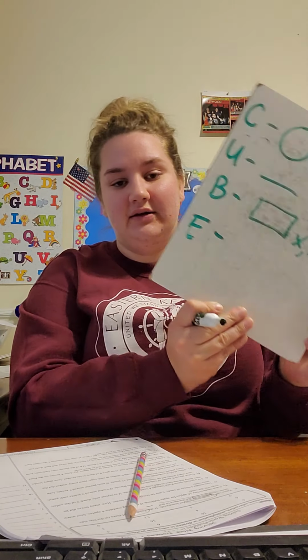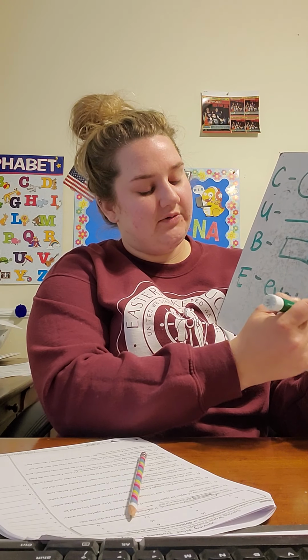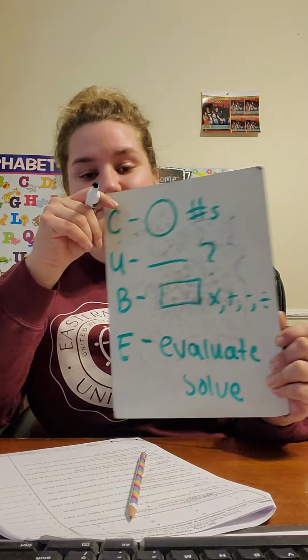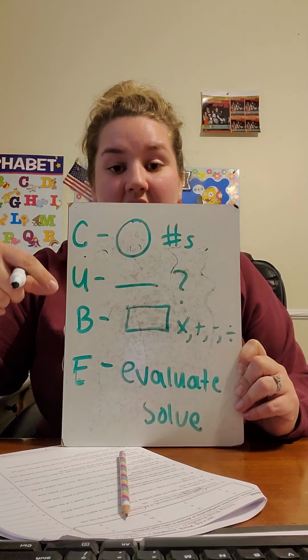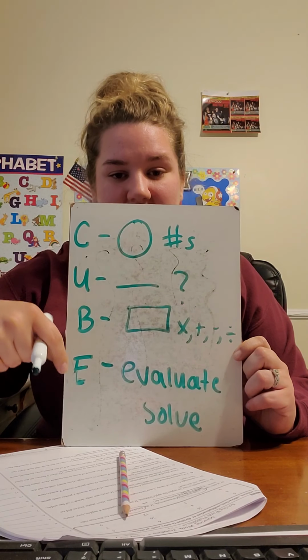The E part of our cube method stands for evaluate. Evaluate is just another word for solve. So I circled important numbers and values. I underlined my question. I boxed the action word that let me know what operation I would be using. And now I'm going to evaluate, or solve. So I know I need to do 17 minus 8.